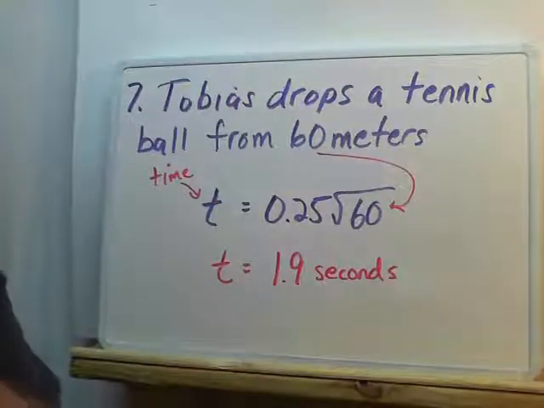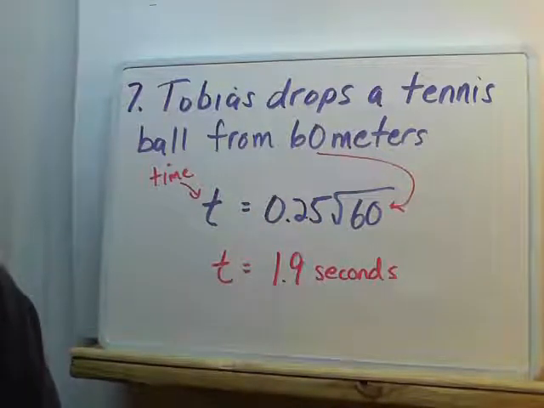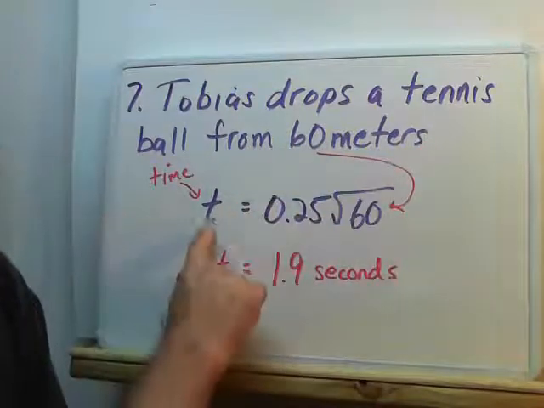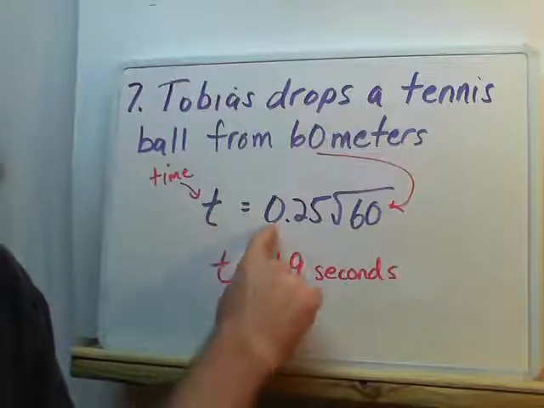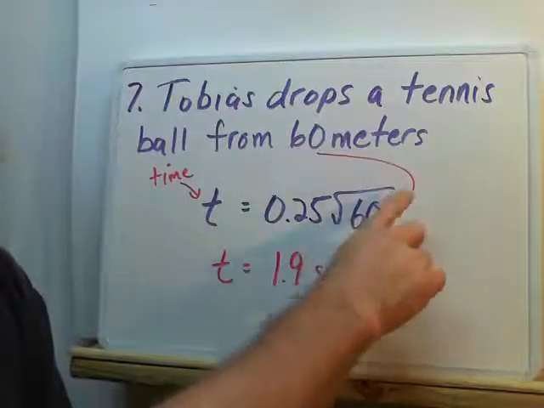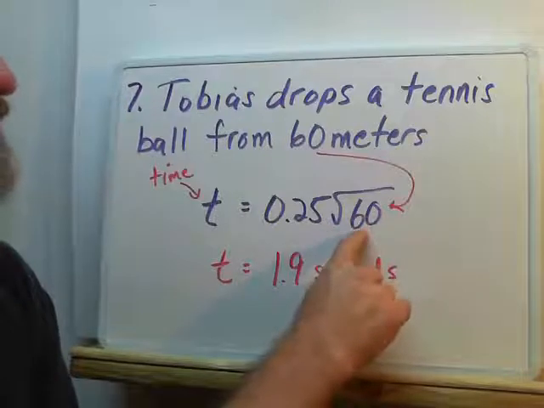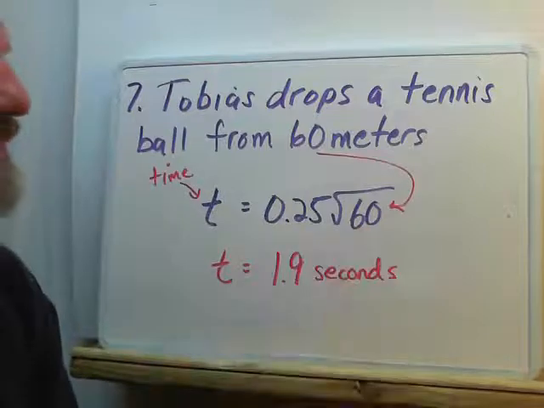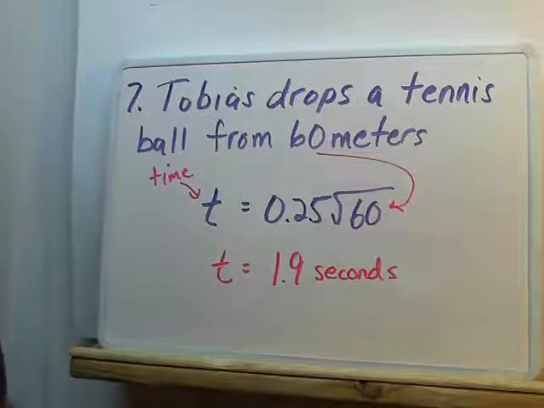Number 7. Remember, we're going to do this without all the estimating. We're just going to solve the problem. So Tobias drops a tennis ball from 60 meters. And in physics, there is an equation for that. The time it takes the ball to drop is 0.25, or 25 hundredths, or 1/4 of the square root of the distance in meters that it dropped. So we're going to use the square root of 60 here. Just put it in the calculator. 1/4 of the square root of 60 is 1.9 seconds to the nearest tenth.